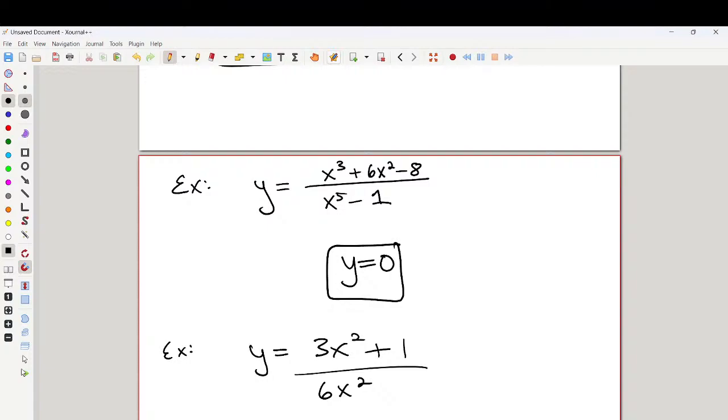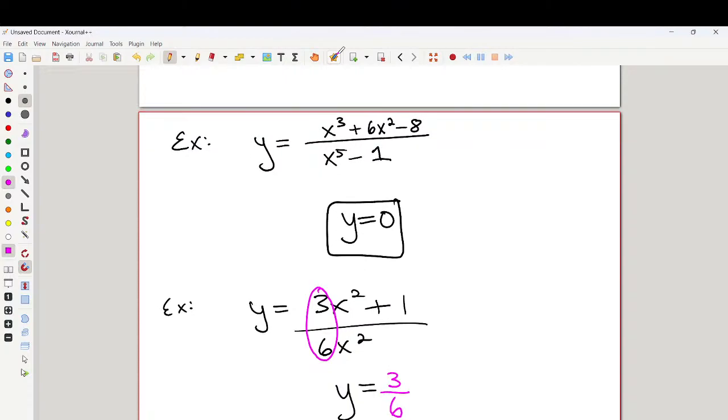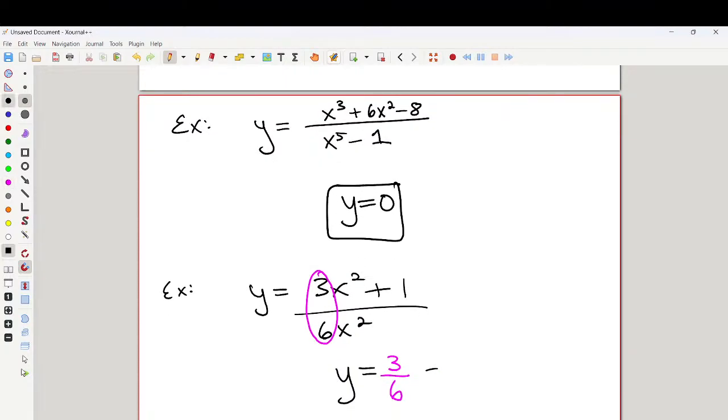This is a rational function. The highest power is 2 in both the numerator and the denominator. It's like a quadratic on top of a quadratic. So the horizontal asymptote is a ratio of the leading coefficients, 3/6. That's all. Which we simplify. One half.